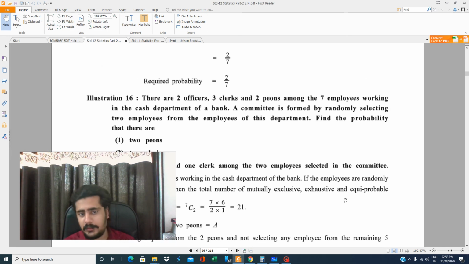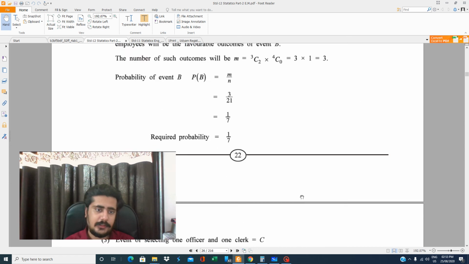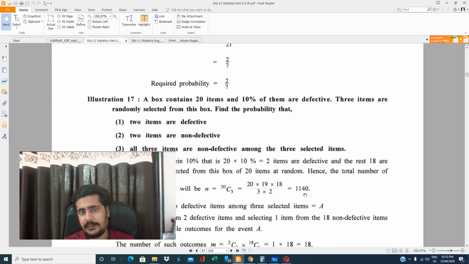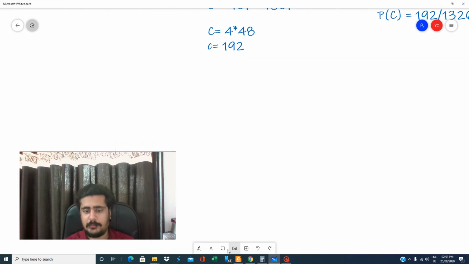We have completed this 16th illustration. Let us start with illustration number 17. Yes, 17 we have not done. Let us start from illustration number 17.